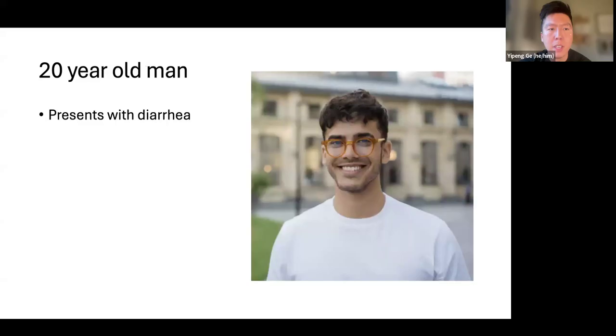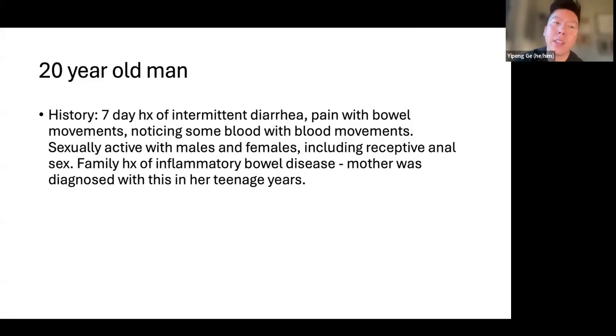I have a case here, a 20-year-old man who presents with diarrhea. There's a 7-day history of intermittent diarrhea. So pain with bowel movements. He's noticing some blood with bowel movements, sexually active with males and females, including receptive anal sex, family history of inflammatory bowel disease. Mother was diagnosed with this in her teenage years.